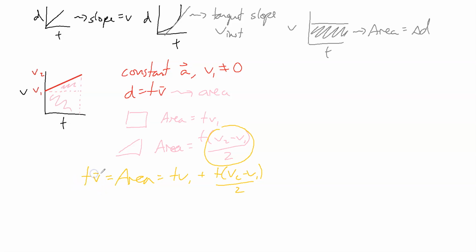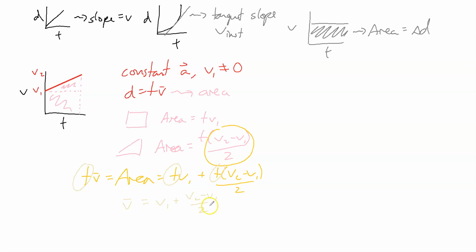So I'm going to do a little algebra and show you where some of your classic stuff comes from. First of all, I've got a t in each part, so I'm just going to cancel it out. If I cancel it out, I get the average v is equal to, and I can ignore this part in the middle here, v1 plus (v2 minus v1) divided by 2.